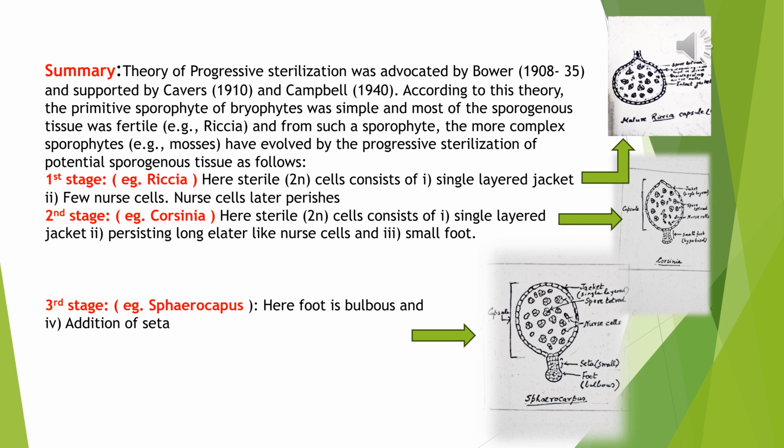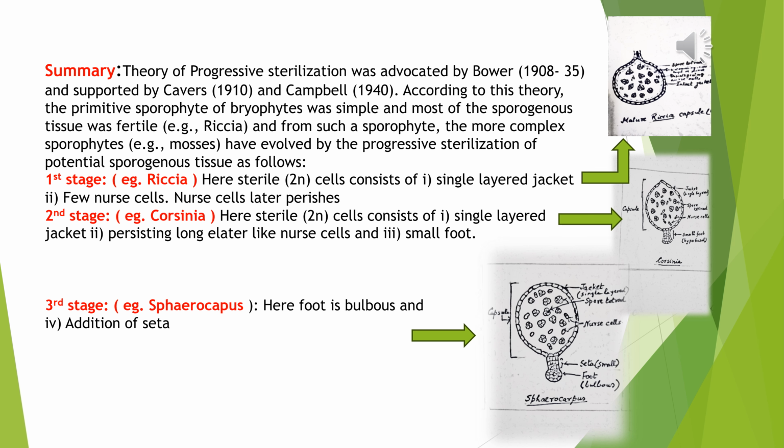First stage, example Riccia. Here, sterile, that is 2N, cells consist of: 1. Single layered jacket; 2. Few nurse cells, but these nurse cells later perish, so there is only a single layered jacket. Second stage is Corsinia. Here sterile 2N cells consist of: 1. Single layered jacket; 2. Persisting long elater-like nurse cells; and 3. Small foot.